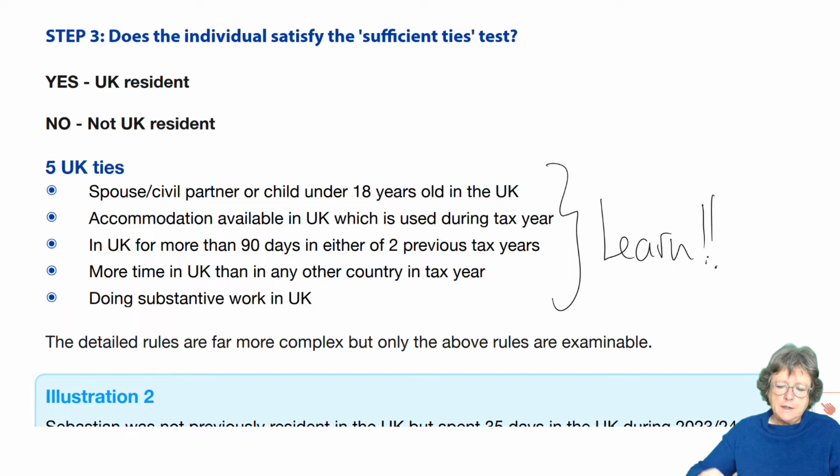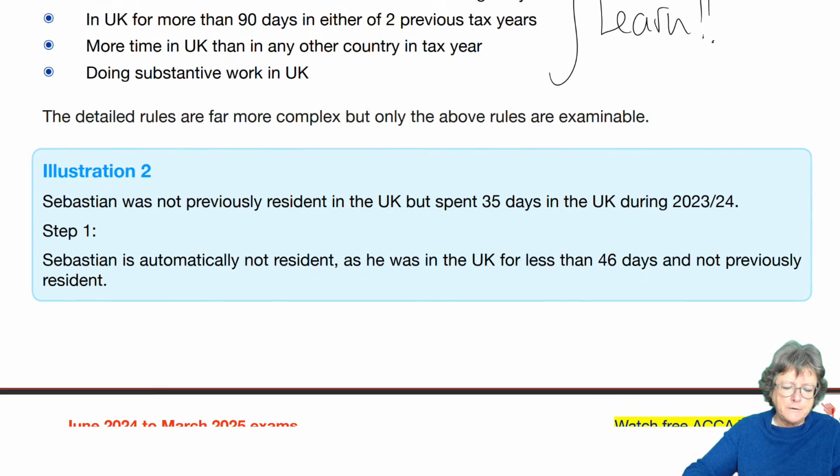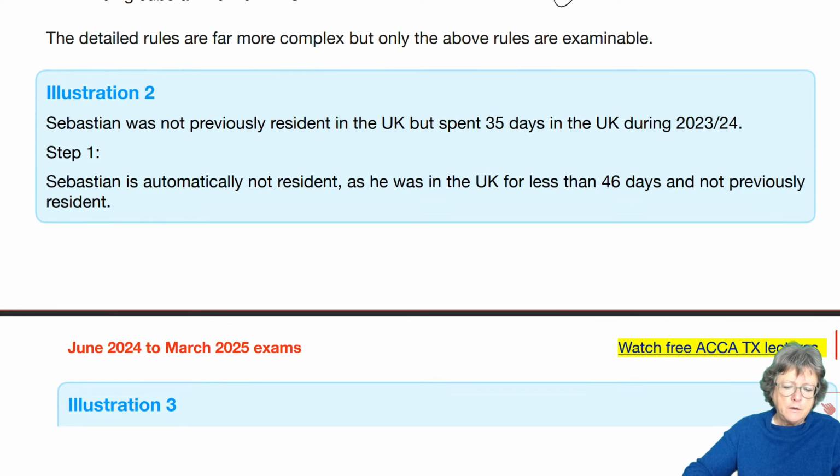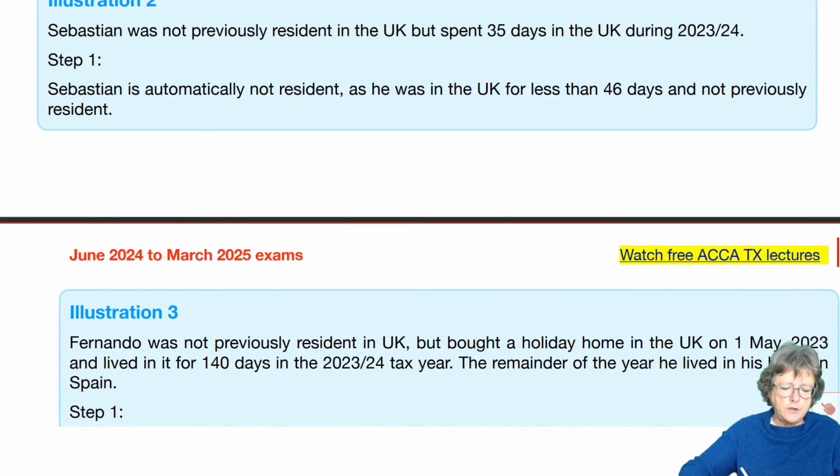All right, let me give you some examples because this helps. Sebastian, not previously resident in the UK and spent 35 days here. Step 1, because that's the one. Is he automatically not resident? Those automatic tests prove he's not resident because he was here for less than 46 days and he'd never been resident. That is the level of the questions that you would be asked in that illustration.